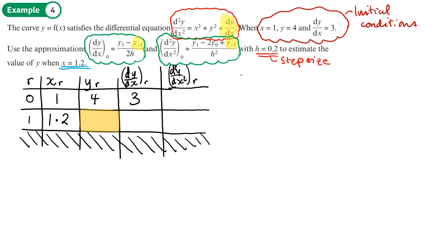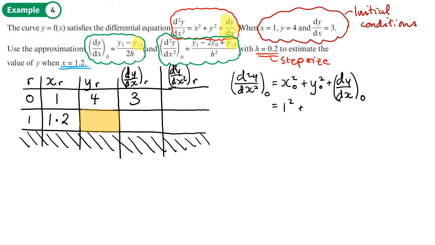So let's work out d squared y over dx squared initially. That will be using x0, y0, both squared, plus what dy dx is initially. So what will that give us? We've got all of those initial values. So that's going to be 1 squared plus 4 squared plus 3. If my maths is right, 1 plus 16, 17 plus 3 is 20. So we'll put that in the table. This value here is 20.